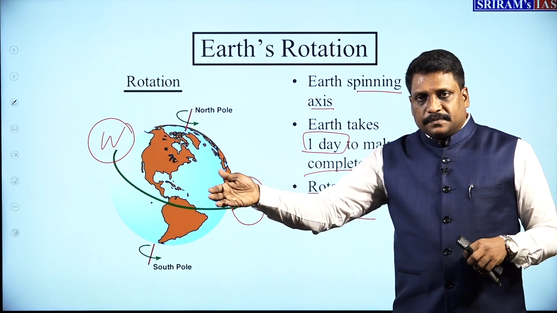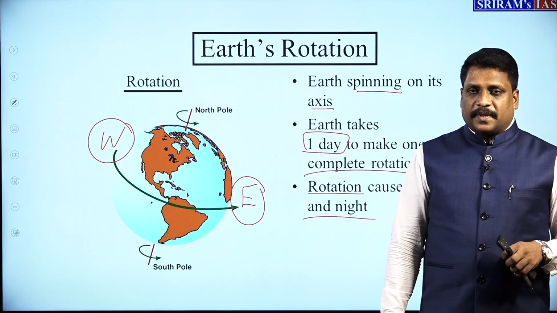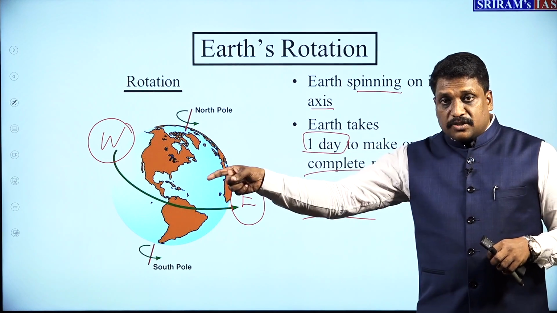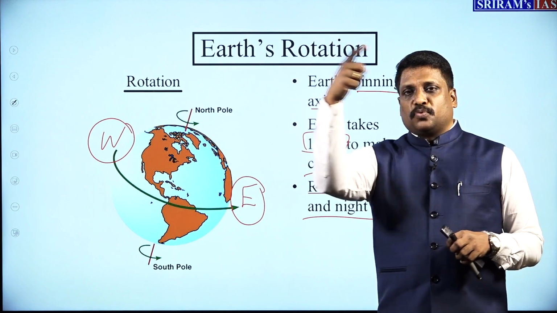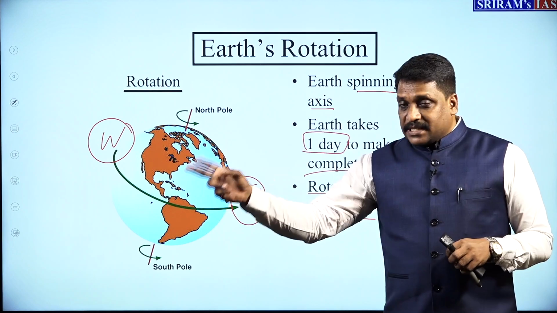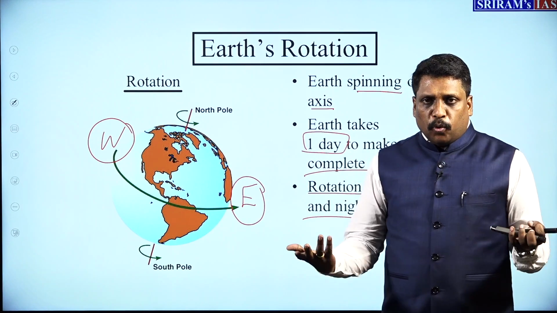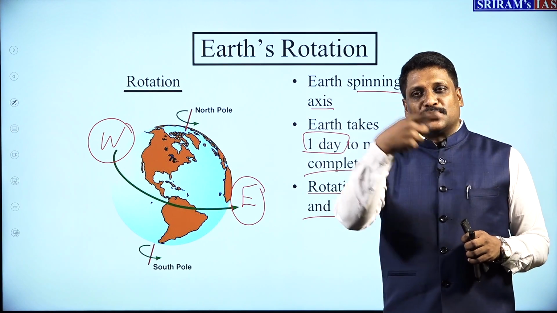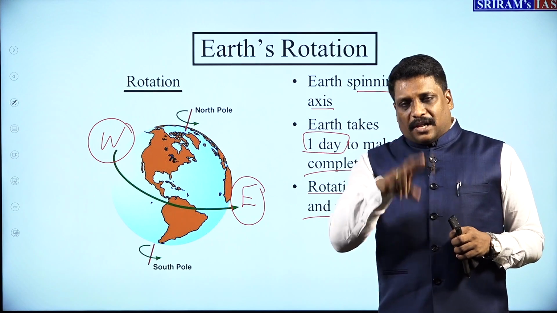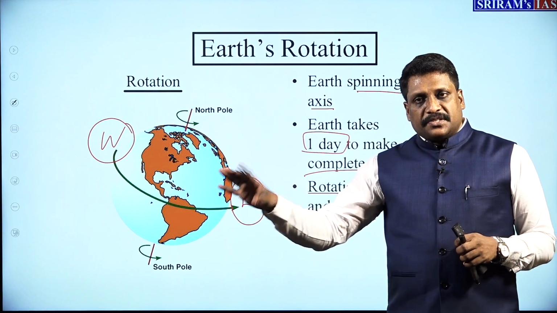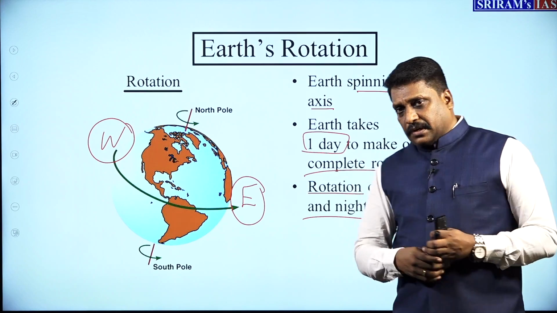Not only the sun. Take stars, for example. Which direction do stars rise? Stars also rise in the east and move towards the west. The sun also rises in the east and moves towards the west. What about the moon? The moon also rises in the east and moves towards the west. All these celestial objects start from the east and move towards the west for a simple reason.